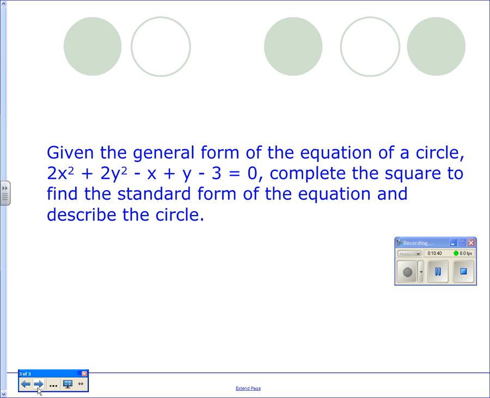What's different about this one? There are coefficients. We aren't going to take the 2 out. We are going to divide it out of everything. Because when you complete the square, you want that x squared to just be x squared, not a number, no coefficient. So we're going to divide everything by 2 before we even start.